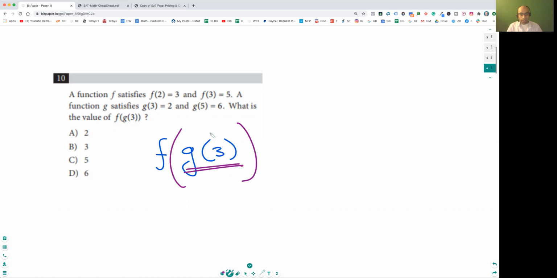So g(3), just go and search for it. Where's g(3)? There's no g(3) here, no g(3) here. Ah, there's the g(3). g(3) is 2. So just substitute it with 2. Now go and find f(2). So where's f(2)? There it is. So f(g(3)) is equal to 3, right? And so that's your answer. Well done. Okay, so I think these linear equation problems are good.